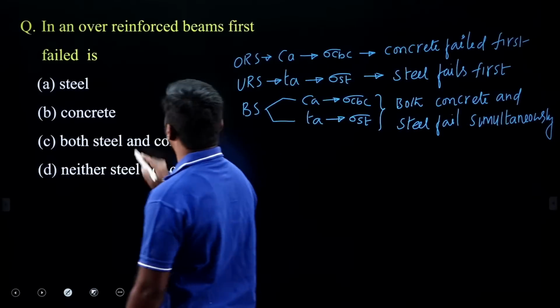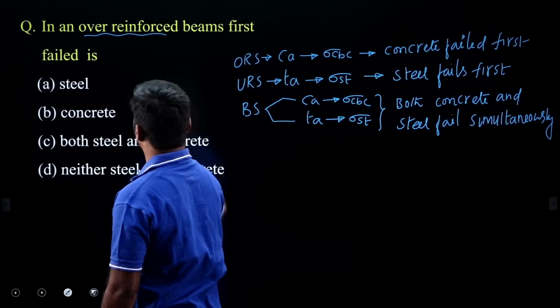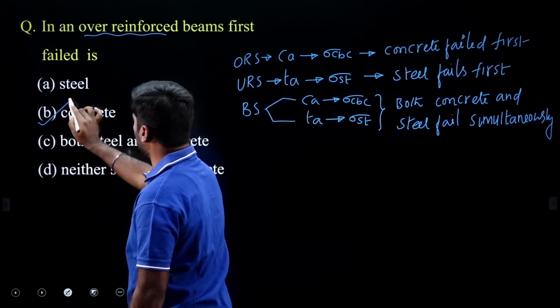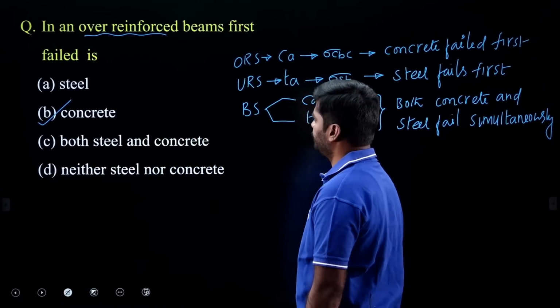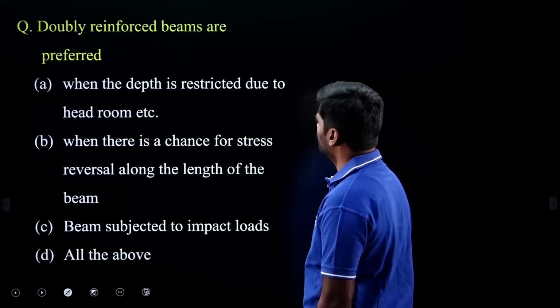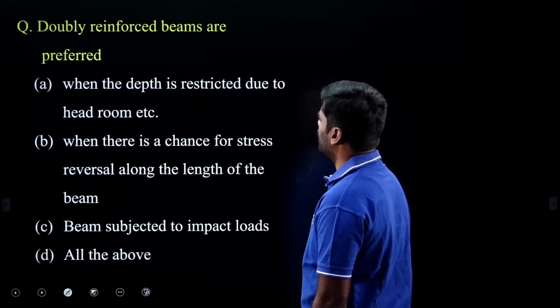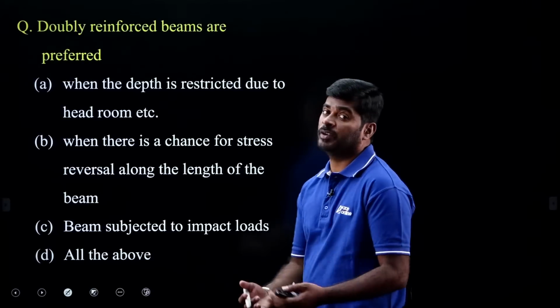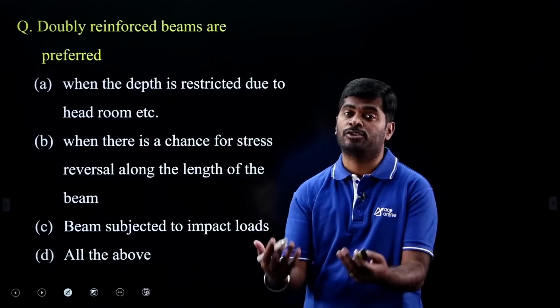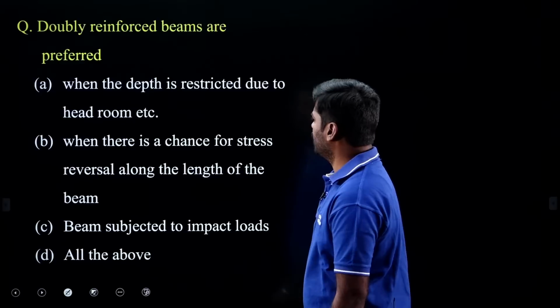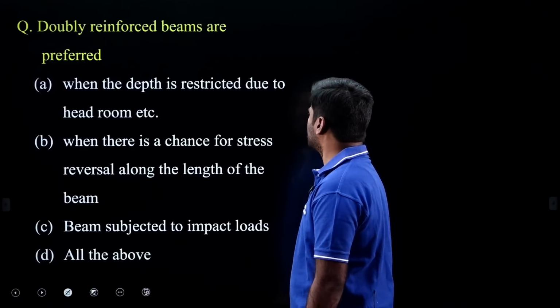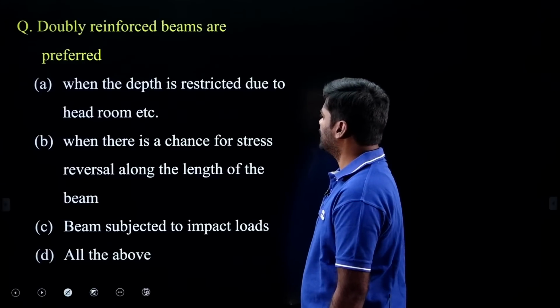Right. So here they asked over reinforced beam. So first to fail is concrete. Okay? Right. Next question. Doubly reinforced beams are preferred. When do you prefer, or recommend, or suggest a doubly reinforced beam? Let us see the options given here. A, when the depth is restricted due to headroom, etc.